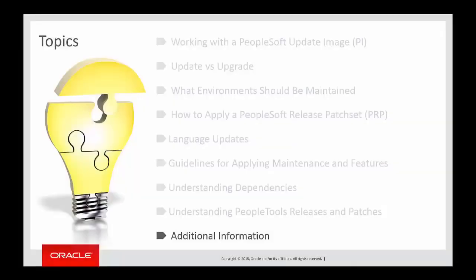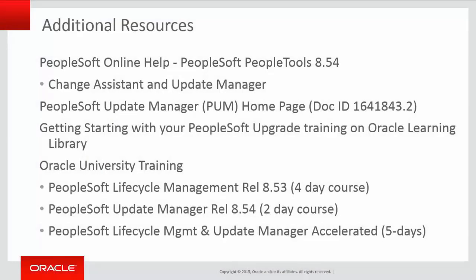I want to make sure that you know all the resources that you can access, so I'll go over them. Documentation for selective adoption is found in the PeopleTools 8.5.4 online help under Change Assistant and Update Manager. Consult the PeopleSoft Update Manager homepage. This is the central location for all things related to PeopleSoft Update Manager and PeopleSoft Update Images. Here you can find information about selective adoption, update image homepages, troubleshooting links, best practices, and more. We have a 3-part series on getting started with your PeopleSoft upgrade out on the Oracle Learning Library that you can listen to at any time.